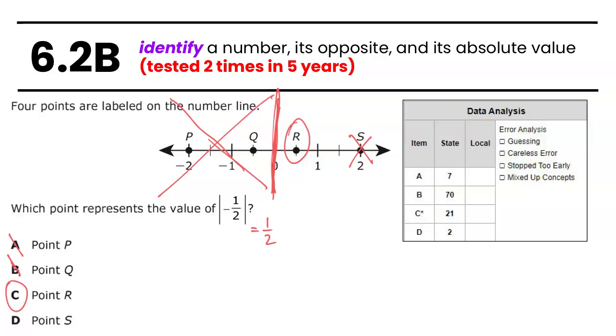I wanted to show you the data analysis from this question. You'll notice that 70% of the state chose B. That is a flat-out misunderstanding of absolute value. That absolute value is always represented as a positive number. And so whenever I have the absolute value, let's say of -4, I know that that's going to be +4, because -4 is 4 units from 0 on a number line.